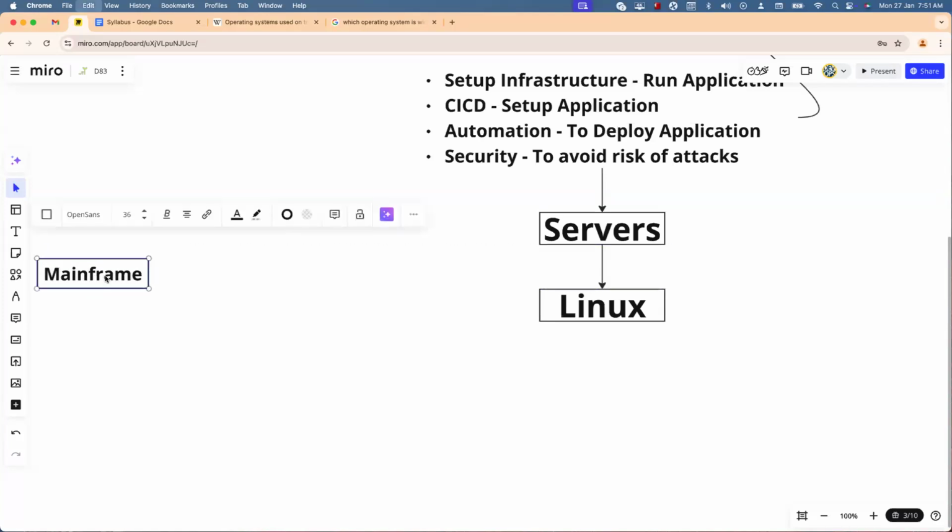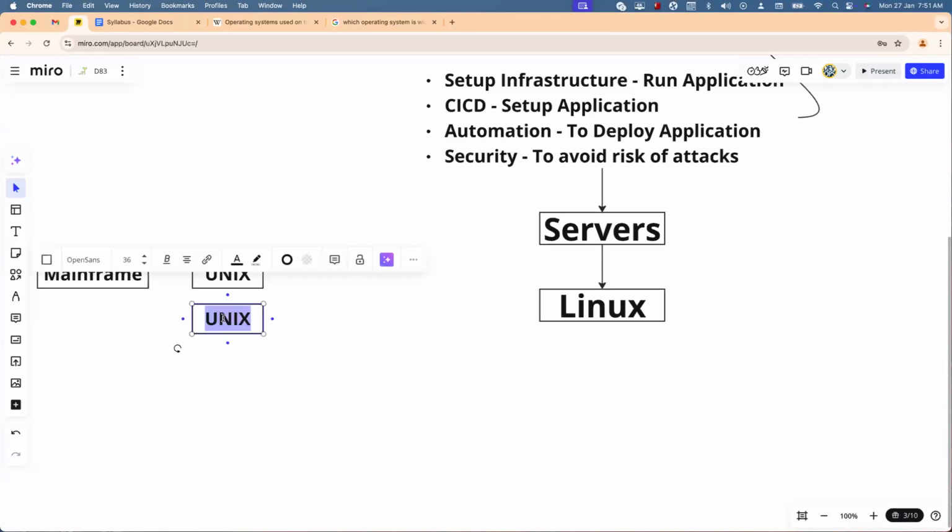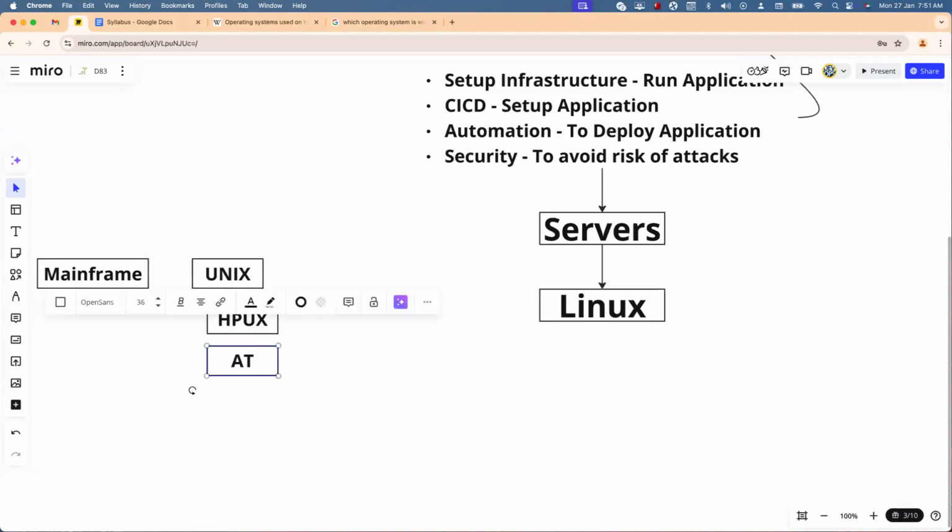But again, there is also another operating system, which is Unix, by the way. The first operating system you can consider for any small-scale server that you can run was Unix. Now in the Unix world, there are different Unix vendors. In this category, you have HPUX, which means there were different vendors making HPUX, and you have AT&T. Actually, the first Unix is AT&T only.